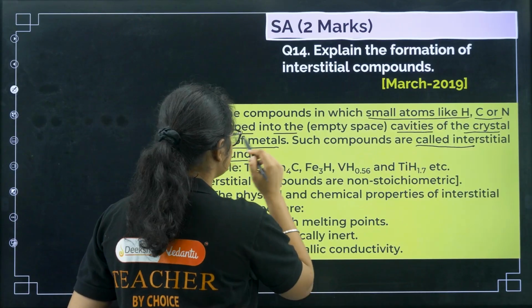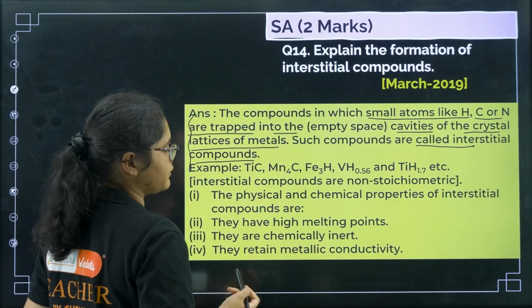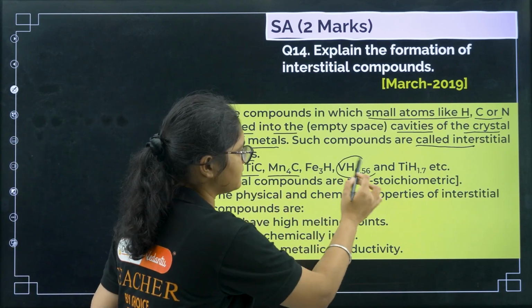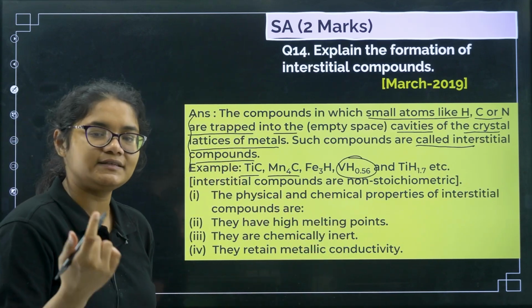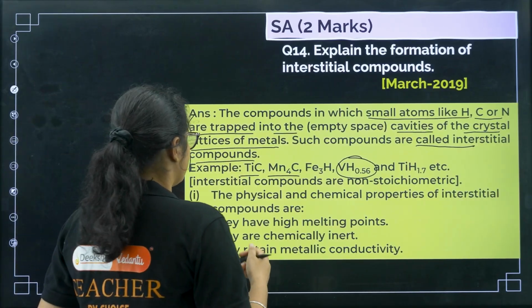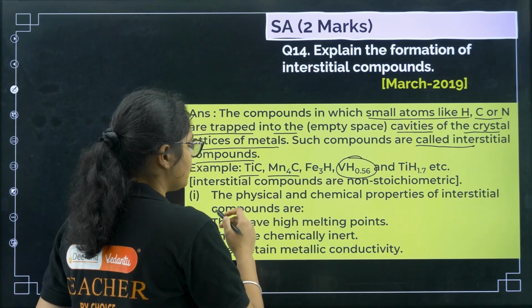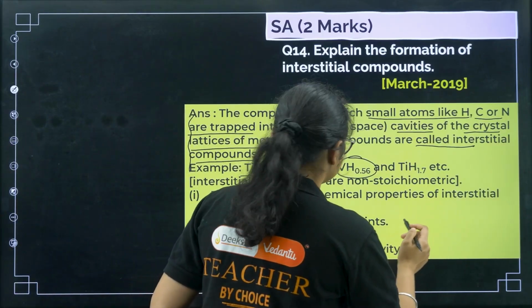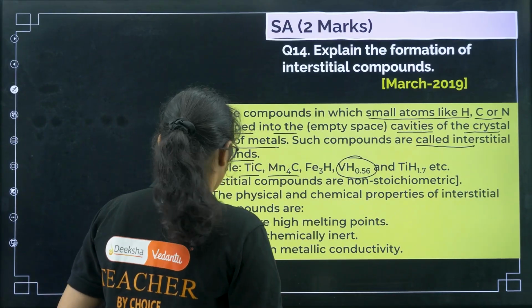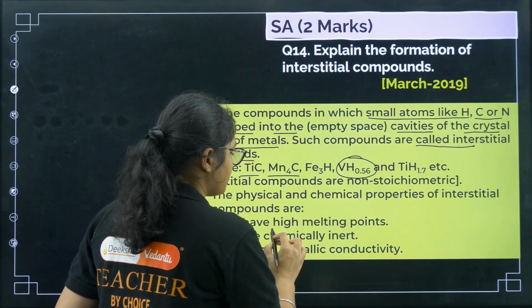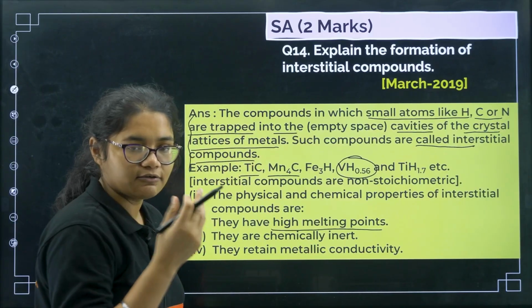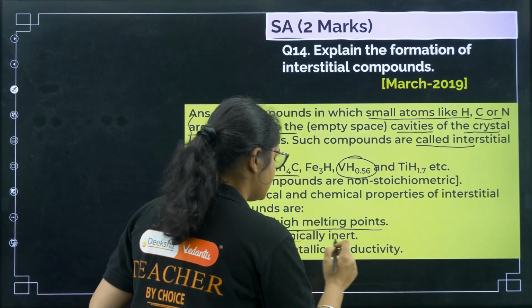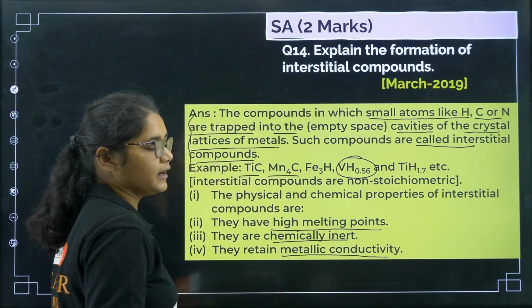An example can be asked; this much can be asked as a 2-marker question. TiC, Mn4C. Remember easy examples; you do not have to remember complex examples. Next are their properties. What changes happen if they form interstitial compounds? They have a high melting point. They are chemically inert, and they retain metallic conductivity.